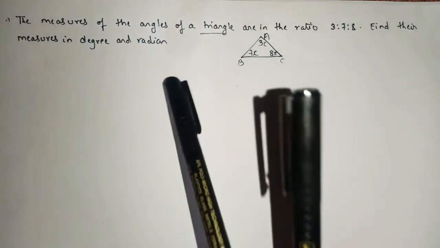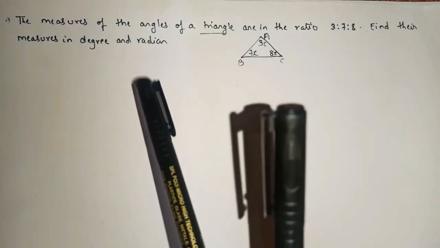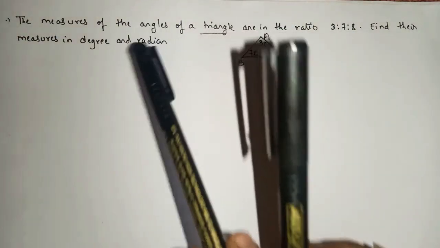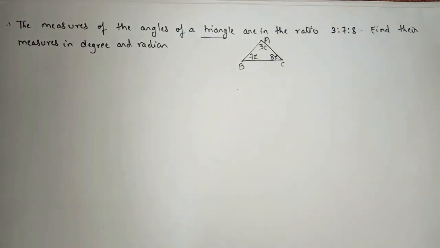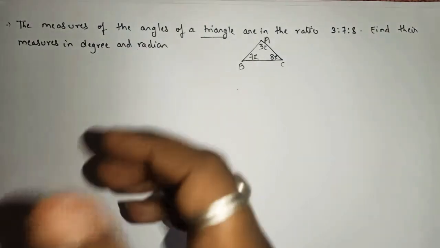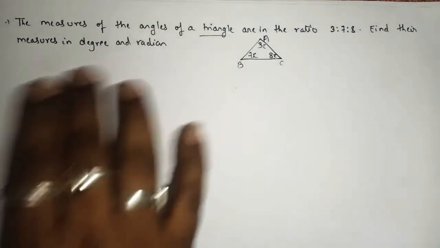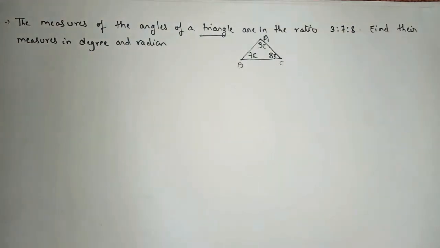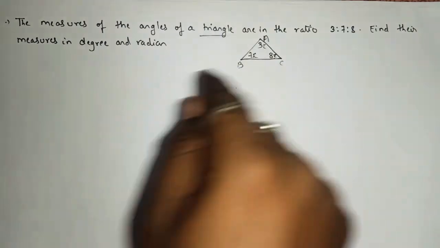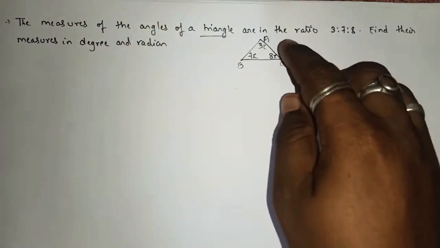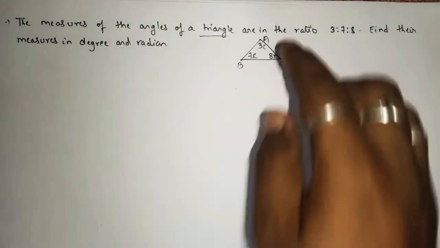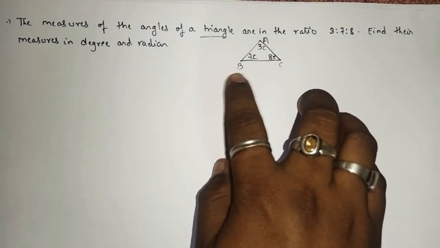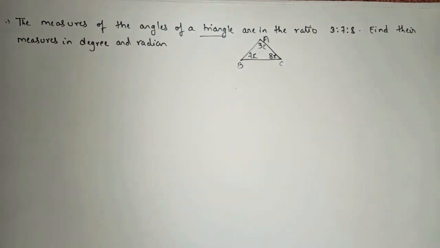Please try this sum by yourself, as this is a basic and common sum. Just now we tried one sum based on the ratio. So this sum is for you all as homework. The measures of the angles of the triangle are in ratio. First step, you will start with writing, let ABC be the triangle. As the angles are in ratio, let the common multiple be x. So A will be 3x, B will be 7x, and C will be 8x.